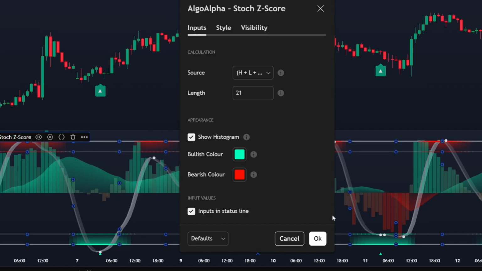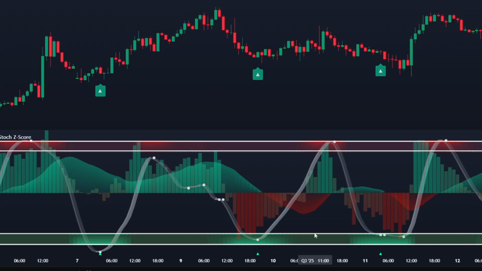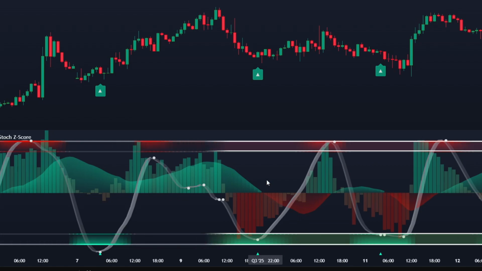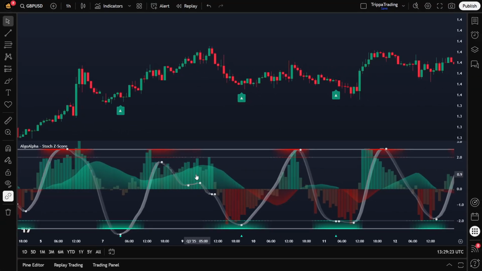You'll also see dynamic bands at +2, +2.5, and -2, -2.5. These mark extreme overbought or oversold levels where strong reversals often happen. So we have three main pieces: the oscillator line for short-term momentum, the histogram for long-term momentum, and the bands for extreme zones. Here's how we use it.